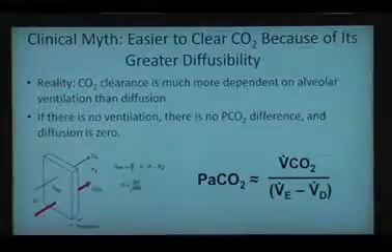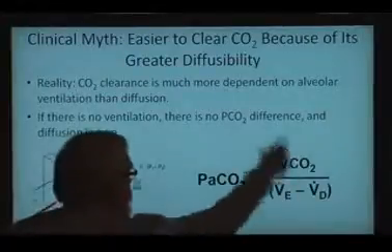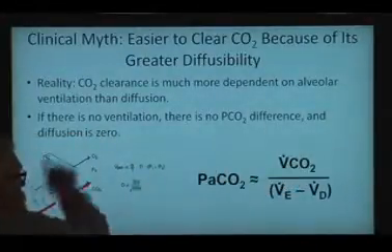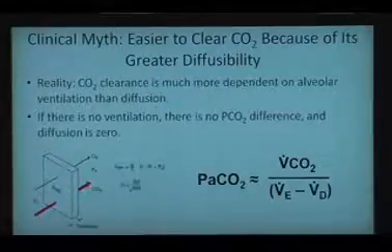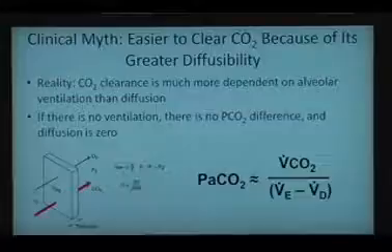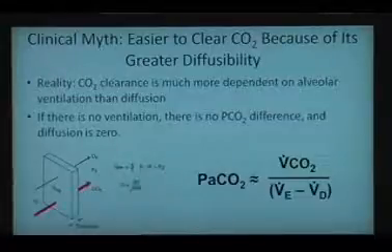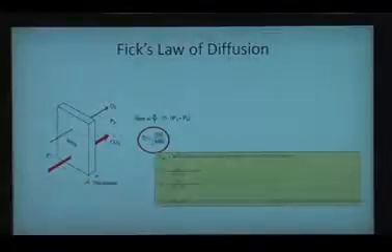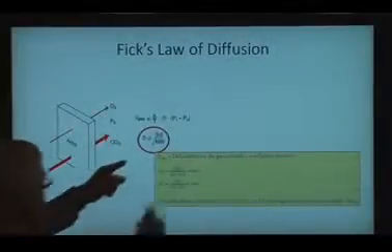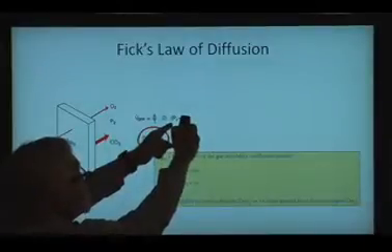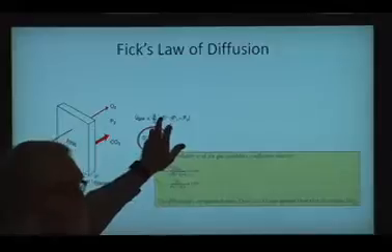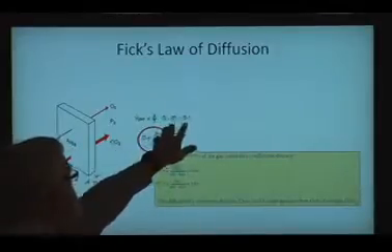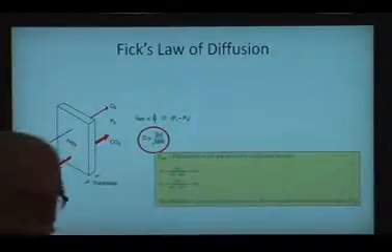So when we're thinking about clearing CO2 out of the lungs, this relationship is much more important than the Fick equation. And in fact, if there's no ventilation, then there's no CO2 difference across the alveolar capillary membrane, so diffusion is zero. So if we have no ventilation, then the PCO2 difference across the alveolar capillary membrane will be zero. So the diffusibility doesn't matter, because if this is zero, everything else becomes zero.